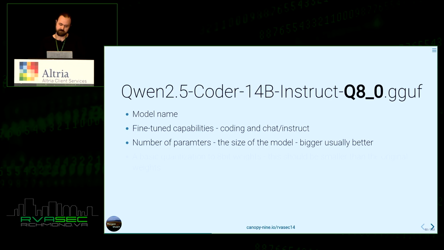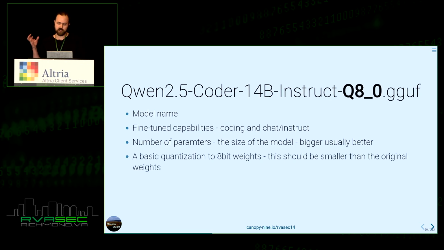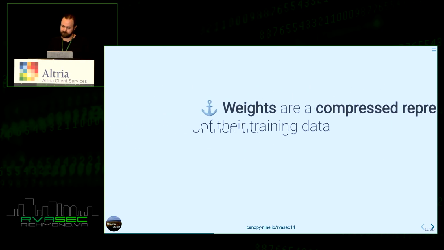And then finally, this Q8_0, this is telling me that this is basic quantization down to 8 bits. This will be smaller than the original weights, and it's really a naive quantization. Sort of telegraphed here by the _0. There are a ton of different quantization techniques out there, so play around with it.